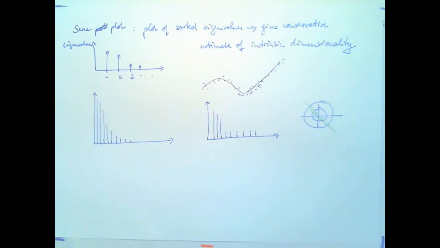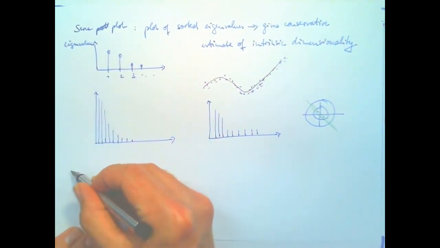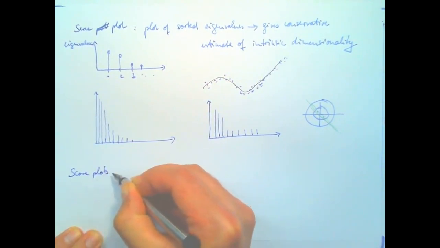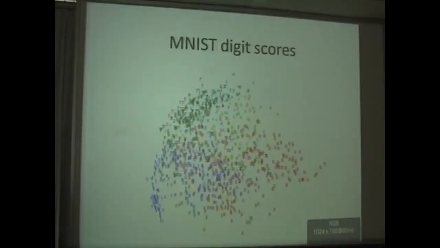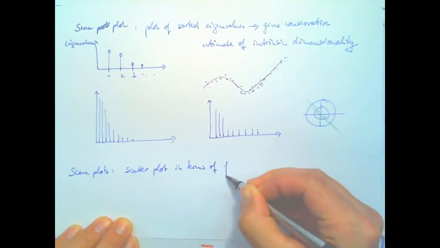Okay, so what are applications? You can use the scree plot, or you can use so-called score plots. This is what you have already seen before. A score plot is just a scatter plot of your data in terms of the first principal components.